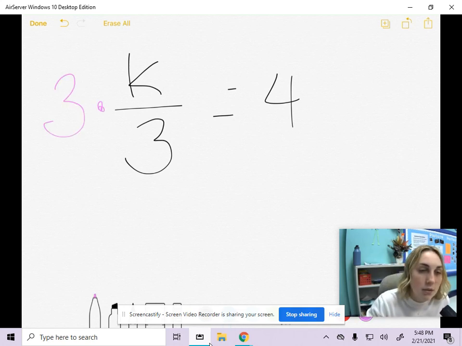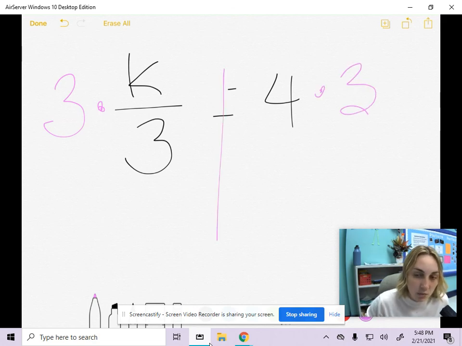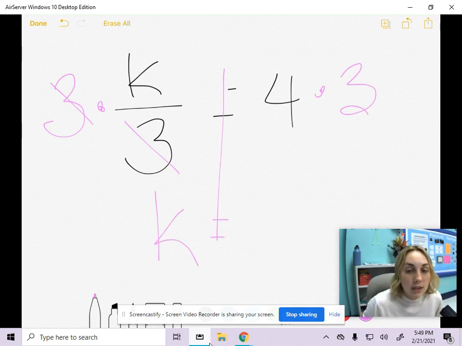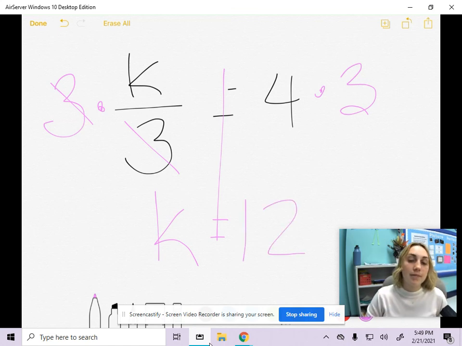So I can multiply by 3 on this side, but if I do it on that side of the equal sign, I have to do it on the other side of the equal sign as well. Okay? So 3 times k divided by 3, again, the 3's can cancel out, leaving me with just the k. And then 4 times 3 is going to give us 12. So in this case, k is equal to 12.